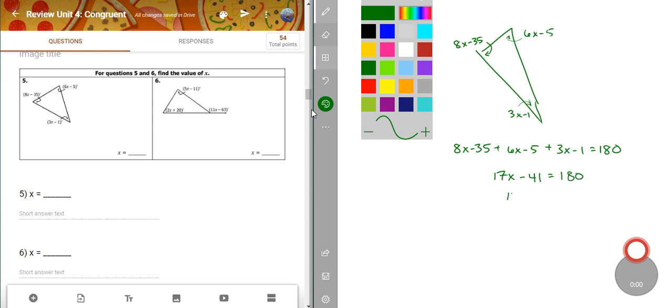Add that 41 to both sides. We get 221. Sure hoping that that's a multiple. What do you think? 13? That's my guess. Let's use the calculator. 221 divided by 17. 13. Hey, sometimes my mental math is right. Bam. All right, there's your x value. Going on to number 6.